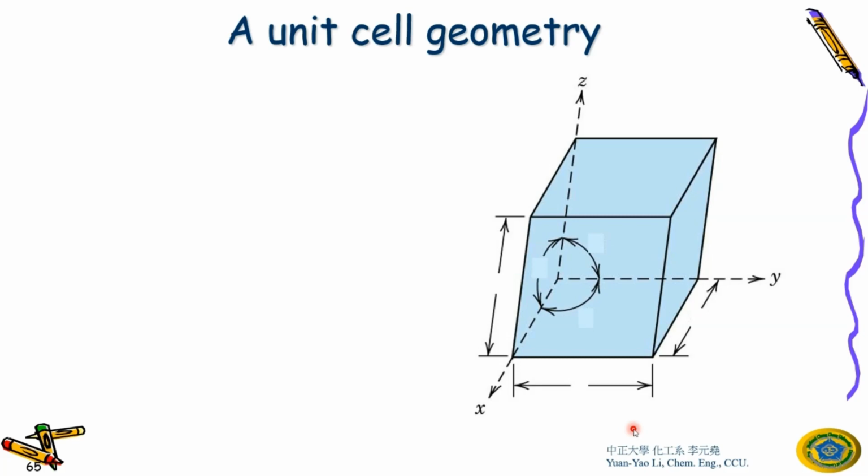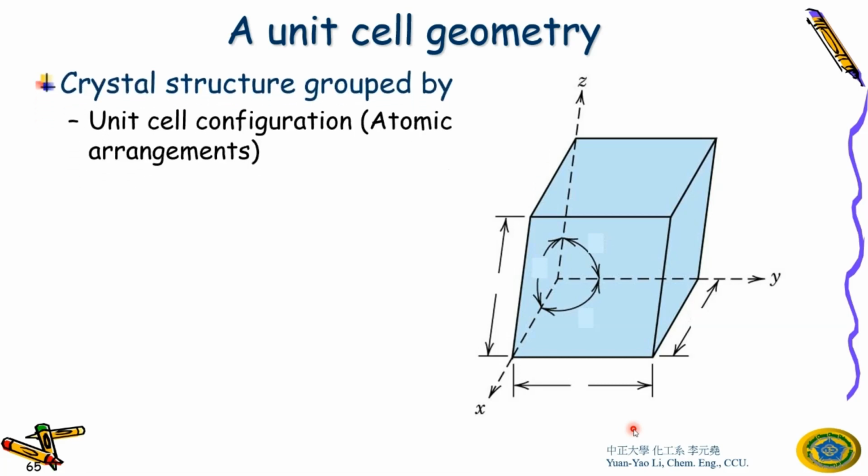Before we talk about that, let's think of the unit cell geometry first. This is the unit cell geometry. Is the crystal structure grouped by what? The unit cell configurations, the atomic arrangements. You have this unit cell, so you need to know where the atoms are in this unit cell. We call this atomic arrangement.